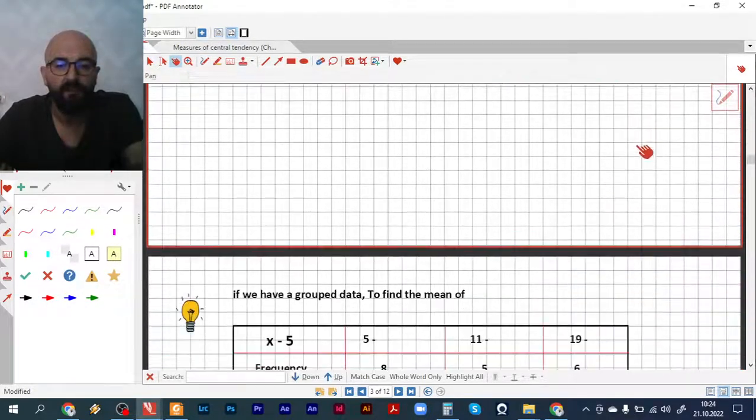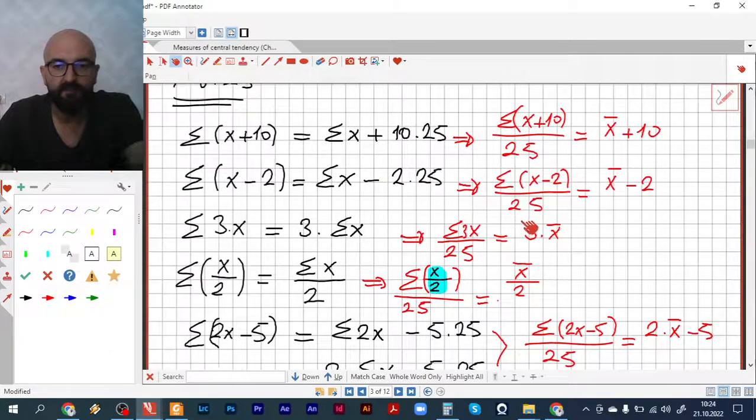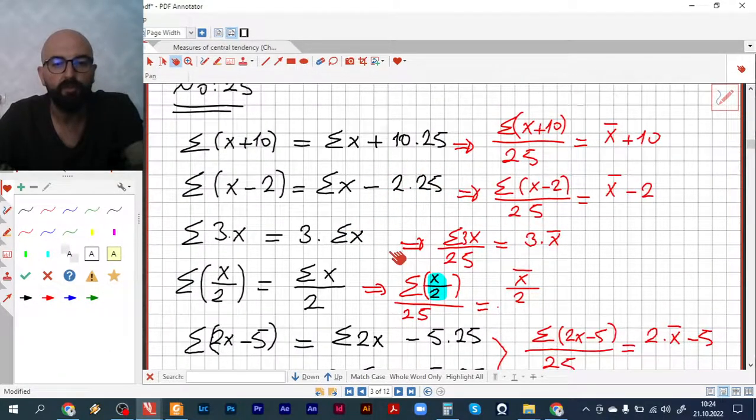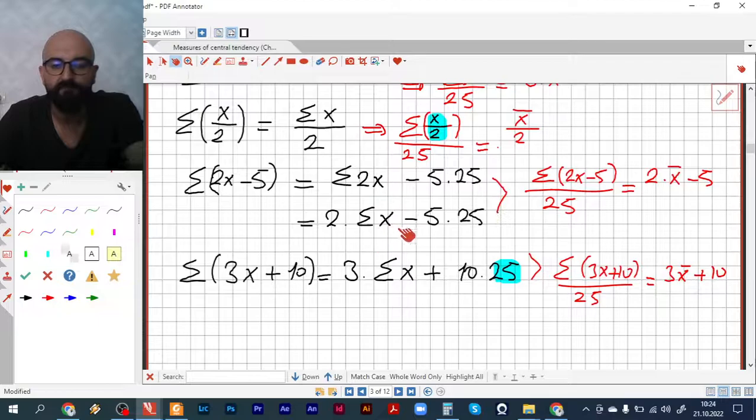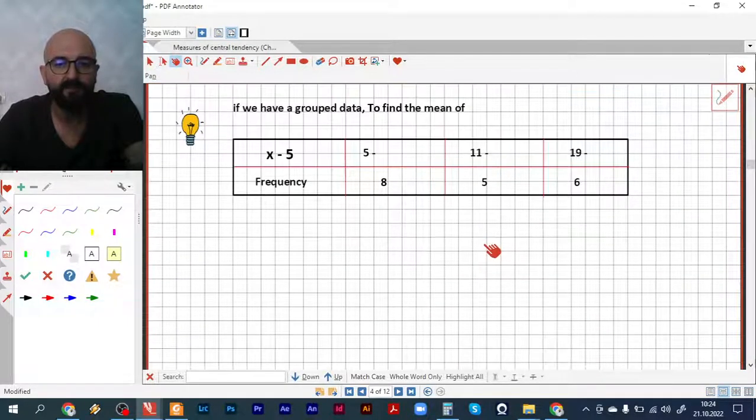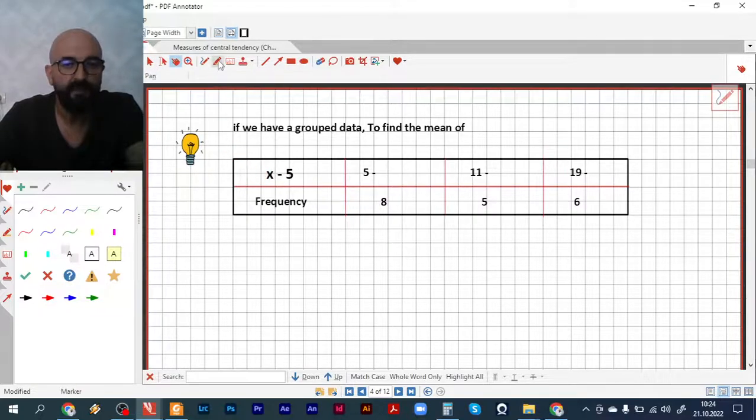Okay, you can easily use the sum and sigma. And in the other section, if we have group data, how can we define the mean? Please remember that if we have group data, we use class mean values.